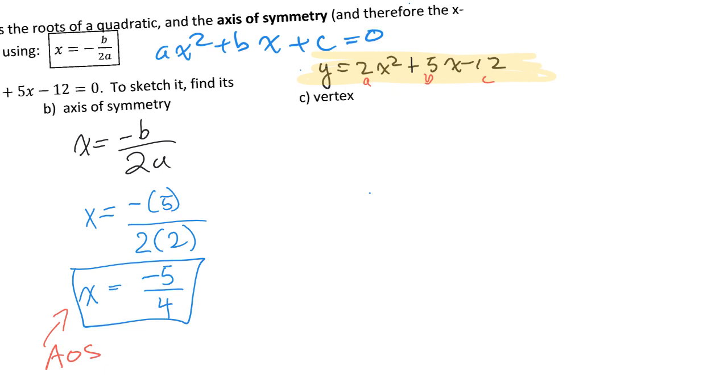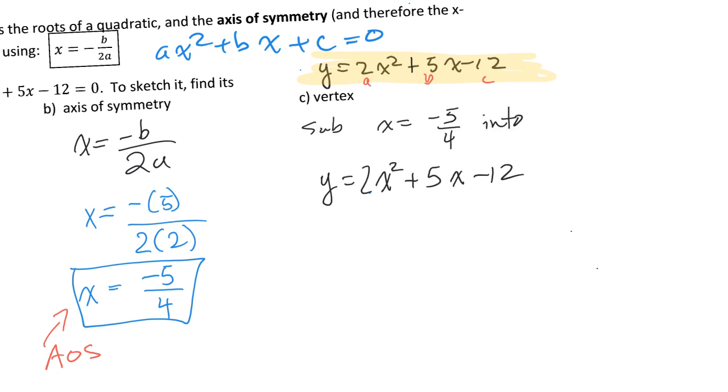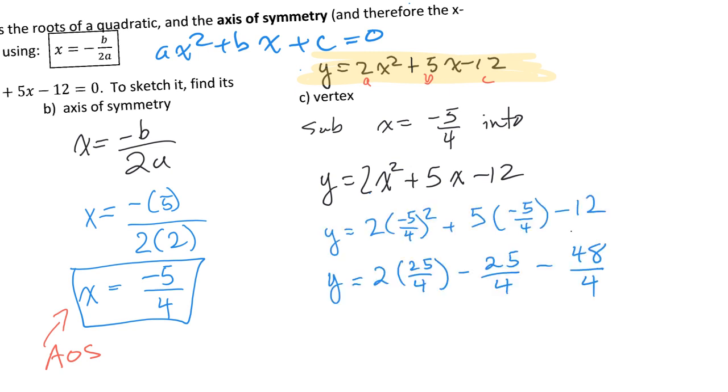Now, you know that if you have the AOS, you can substitute that back into your equation to find the vertex, the y value of the vertex especially. So let's do that. So we're substituting x is equal to negative 5 over 4 into the equation. And this is what we get. So you end up with these two extra lines. And now we will simplify to get our final answer.